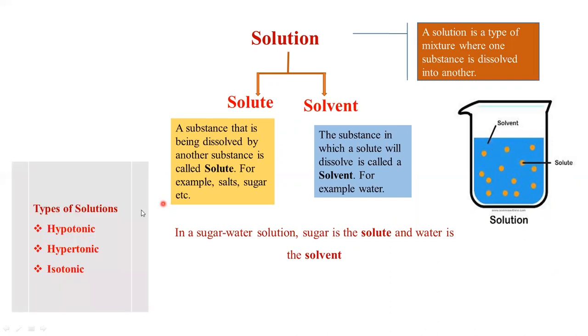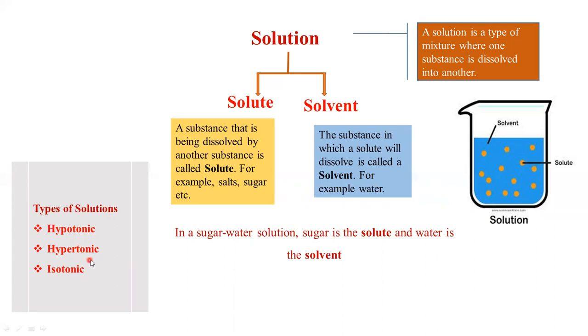Here are three main types of the solutions depending upon the concentration of the solute in the solvent. Hypotonic solutions. Hypotonic solutions are dilute solutions, because in such solutions there is little amount of solute in the solvent. The concentration of the solvent is greater and the amount of the solute is smaller.